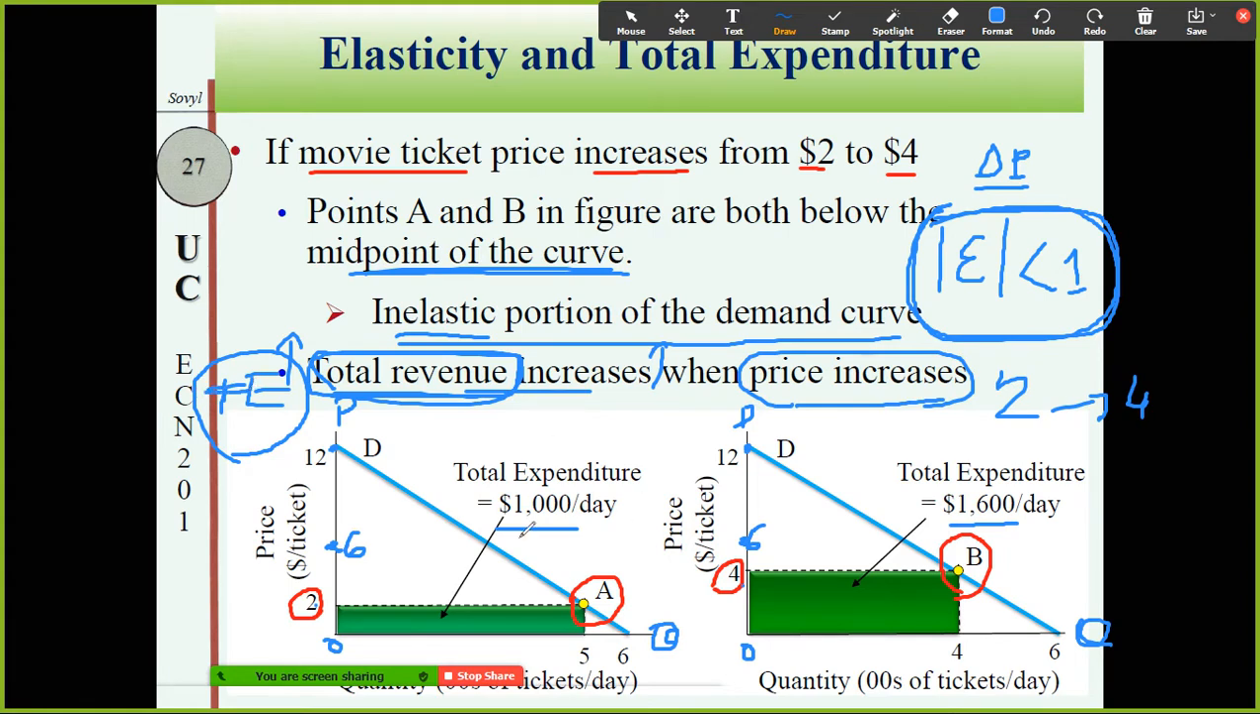Okay, so in this case, this is inelastic demand. In this area is inelastic demand. So when the price goes up, total expenditure also goes up. If total expenditure goes up, total revenue also goes up.